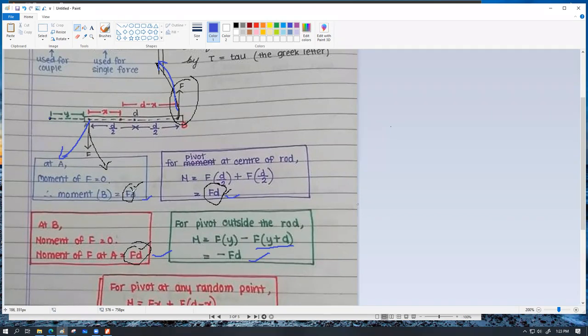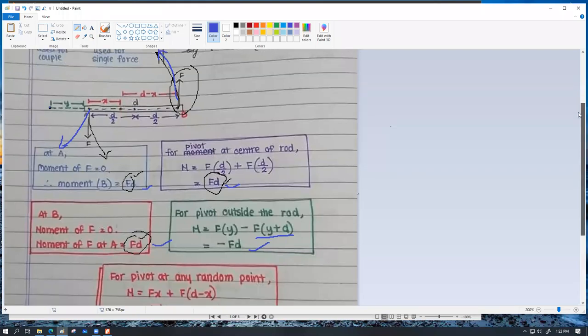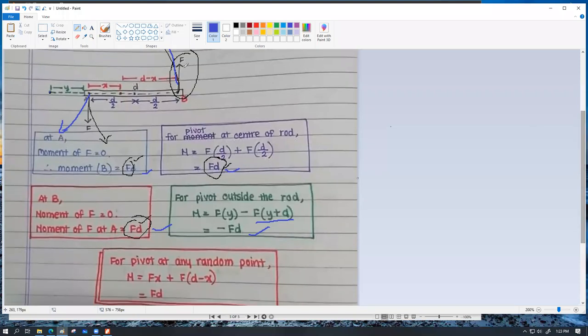Last option, if you choose any random point inside the object, let's say we are choosing a random point inside the object, which is X distance away from point location A, and we try to calculate the moment. So we're talking about this point over here, let's say I'm going to use red. This is a random point.